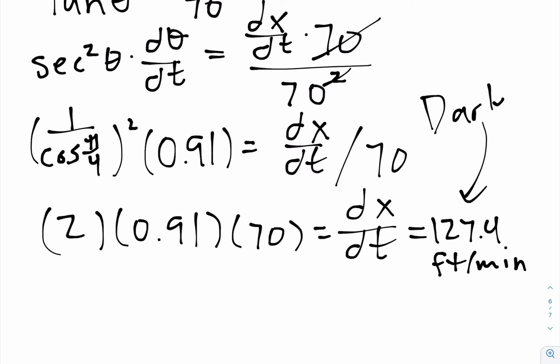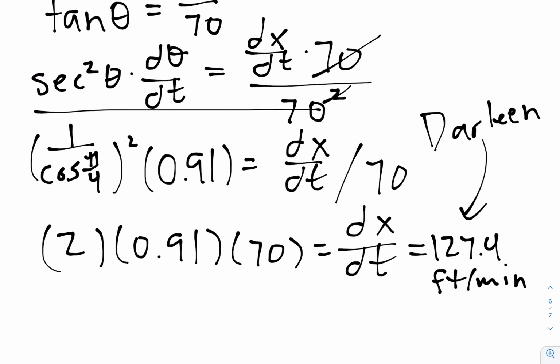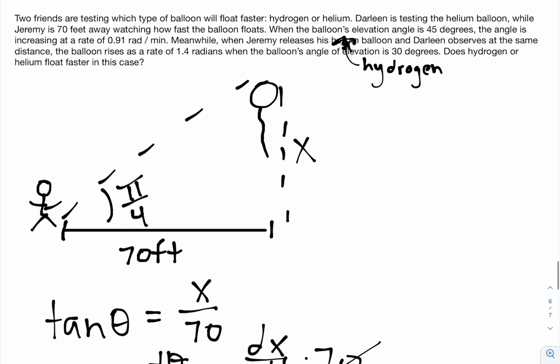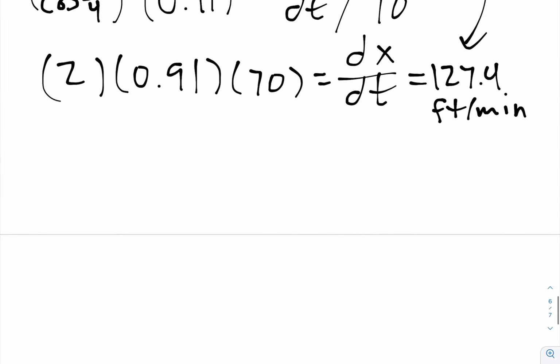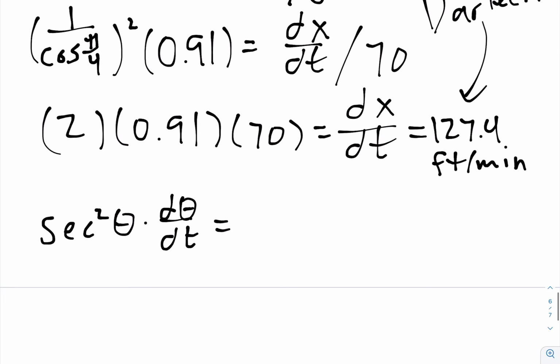I'll indicate that here. So now for Jeremy, we're going to use this same idea. They're still 70 feet away, because the question said when Jeremy releases it, Darlene observes at the same distance. It just has a different d theta by dt and a different angle. So remember, it'll be secant squared theta times d theta by dt equals dx by dt times 70 over 70 squared. So we're just going to divide by 70 right away.